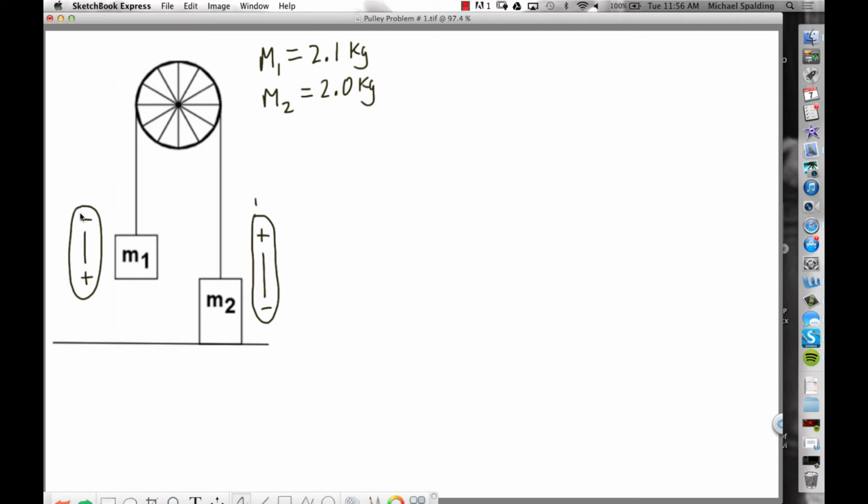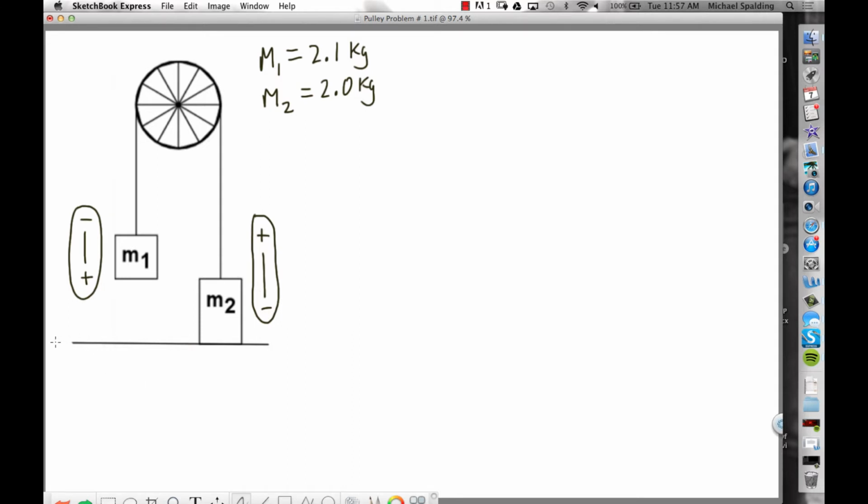Now, did anybody incorporate normal force into this problem? Normal force should not be involved here, because a lot of kids put it in. If you look at M2, what's M2 doing when the problem begins? It's sitting on the ground, right? But what happens like 1 nanosecond into the problem? M2 comes off the ground, so the normal force goes away. So don't include normal force in your free body diagram.